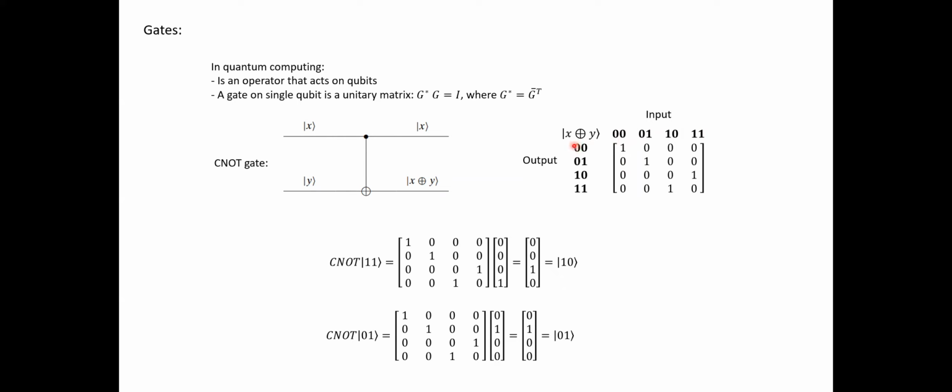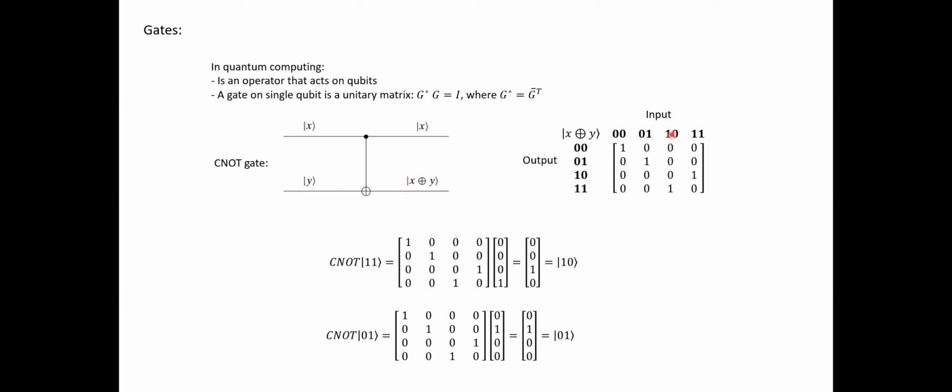So the first qubit here is the first input, and the second qubit is the operation. Since the first qubit in the input is 0, the operation is not performed. So still this one is 0. Same here. The first qubit is 0 and the operation is not performed in the second qubit output.